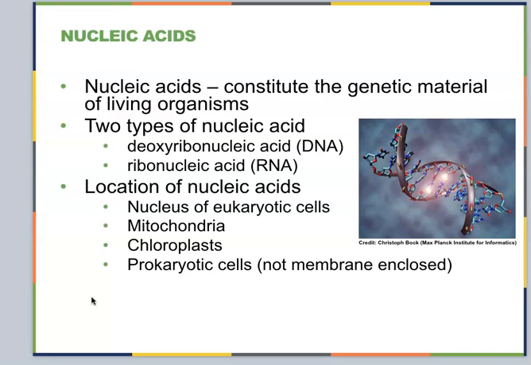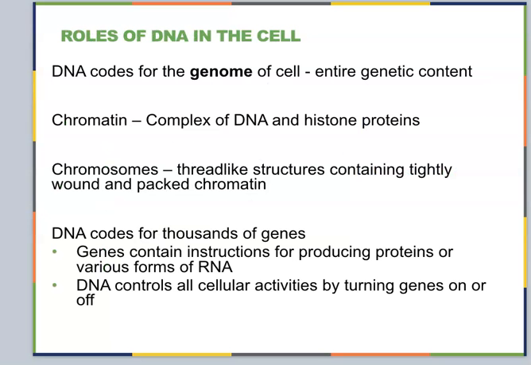So why do you care? Well, you should care for a lot of reasons. The roles of DNA, of course, are that they're the codes of the genome for the entire genetic content. We store it in a specific shape. When it's not undergoing duplication or transport, it's found in its nascent state as chromatin, which is a complex of DNA and histone proteins. And then chromosomes are thread-like structures that are wrapped around in a way that will allow for easy transport. And we'll come back to this again.